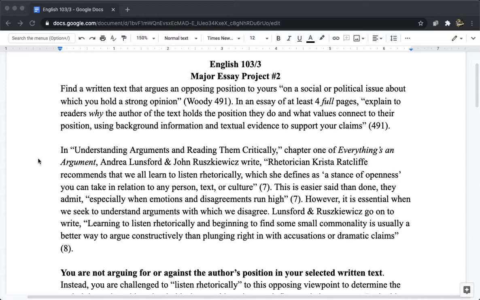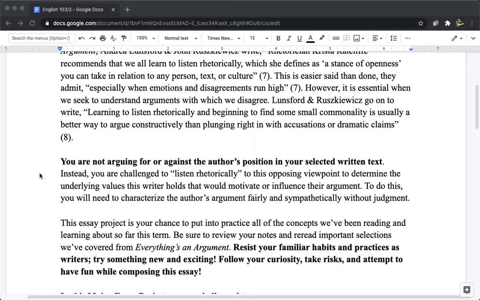Lunsford and Ruszkiewicz go on to write, learning to listen rhetorically and beginning to find some small commonality is usually a better way to argue constructively than plunging right in with accusations or dramatic claims. You are not arguing for or against the author's position in your selected written text. Instead, you are challenged to listen rhetorically to this opposing viewpoint to determine the underlying values this writer holds that would motivate or influence their argument.